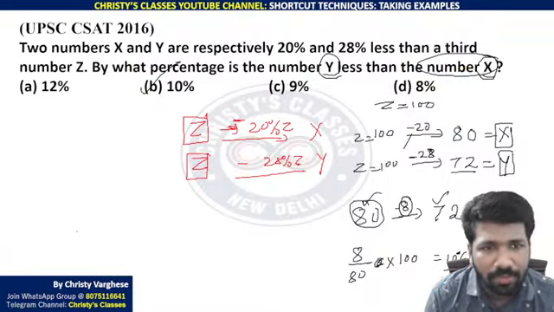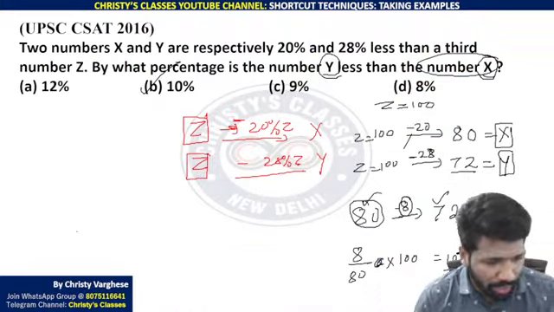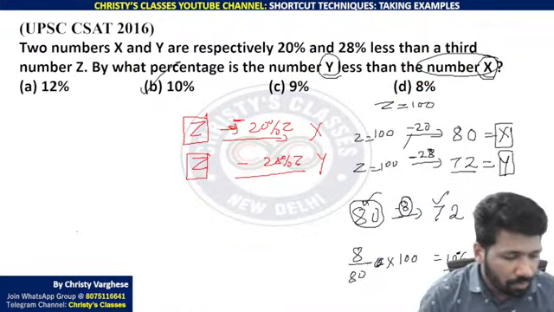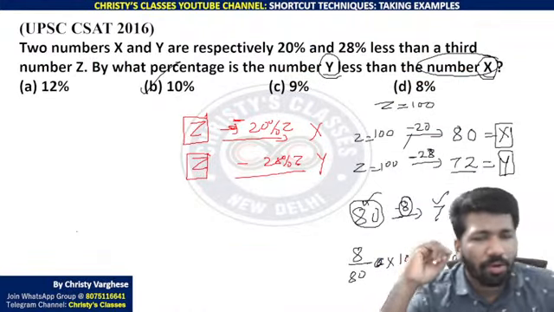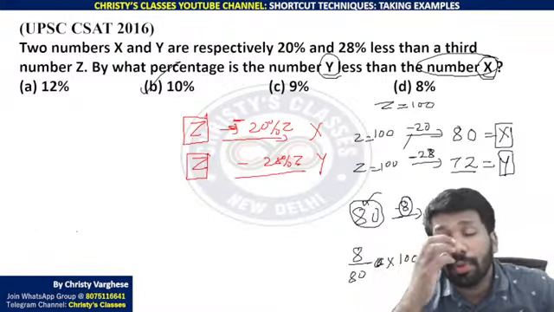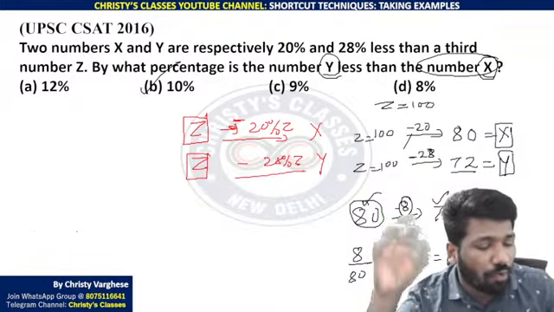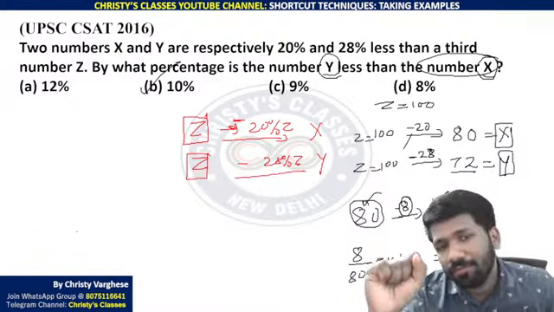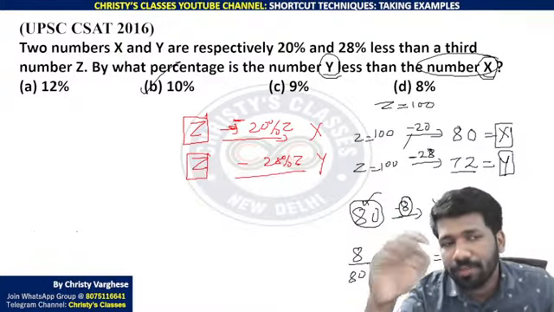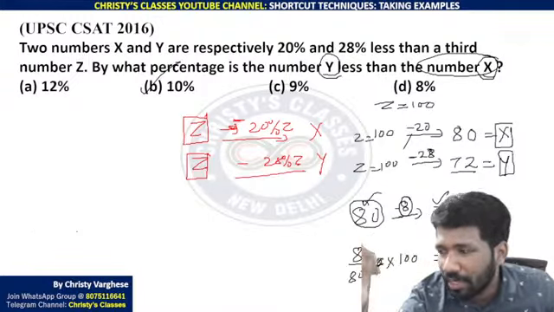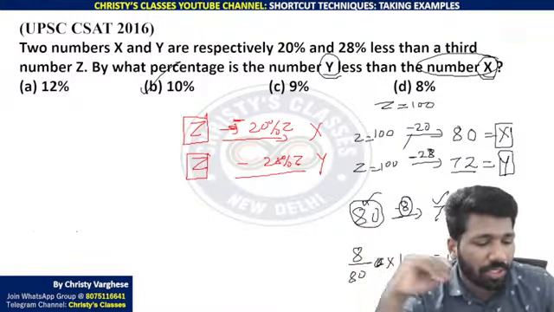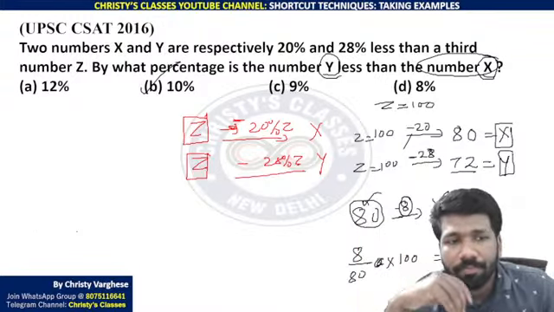Okay, so taking example method, that is one example. Now the question comes, where all we can use taking example, where all you cannot. Generally speaking, when options are in comparison form, taking example is possible most of the time. Comparison form means percentage or fraction or ratio or proportion. That is a comparison form.